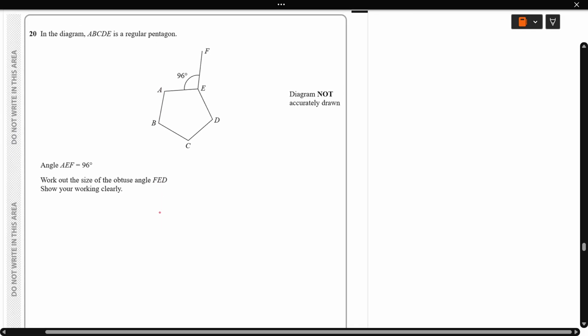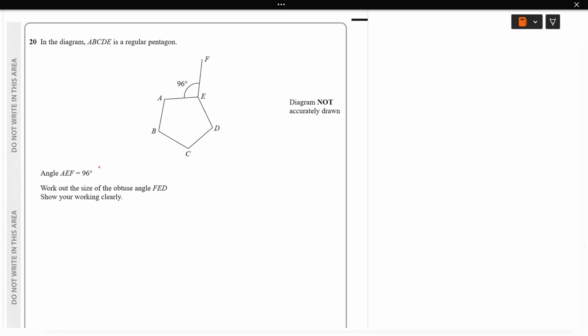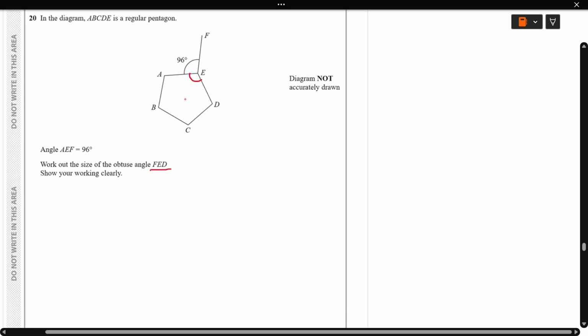The next question: ABCD is a regular pentagon. Angle AEF is given, so work out the size of obtuse angle FED. We need to calculate FED. First we need to find this angle. How to find one angle of a pentagon?